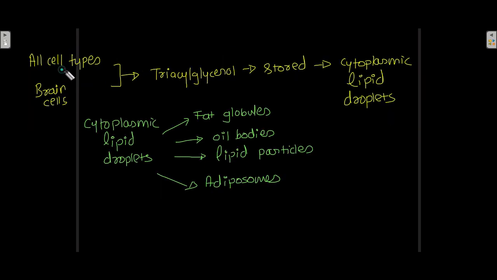Now in all cell types, even in the brain cells, the triacylglycerol is stored as cytoplasmic lipid droplets. These cytoplasmic lipid droplets are also known as fat globules, oil bodies, lipid particles, adiposomes. These are the other names of cytoplasmic lipid droplets. And this triacylglycerol in all cell types, even in the brain cell, is stored as cytoplasmic lipid droplets.